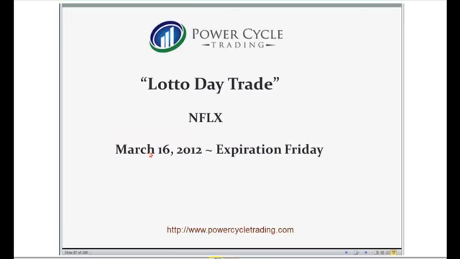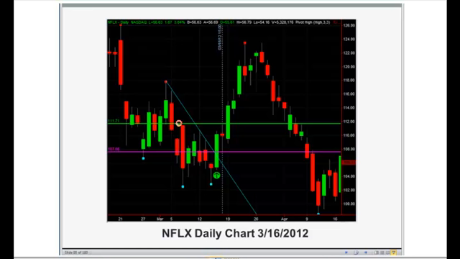One last thing here, just to illustrate again the leverage of these weeklies. This is what I call the lotto day trade. Now these things are very, very hard to find, but this is what can happen. This was back a year ago, and this was on Netflix. And this was just the trade setup here. Netflix was at 107, and it went up to 124.